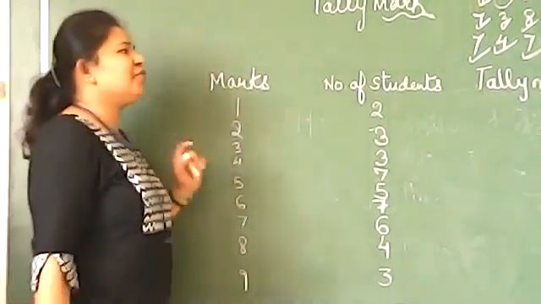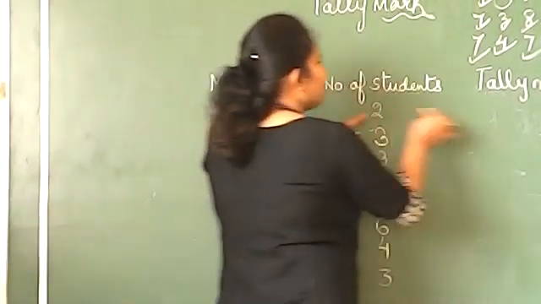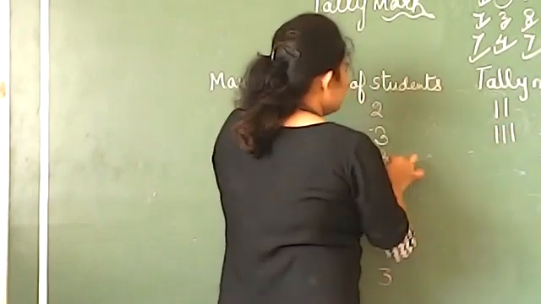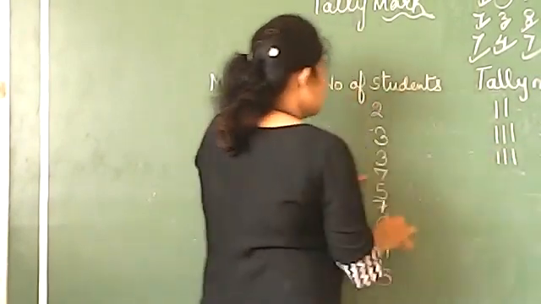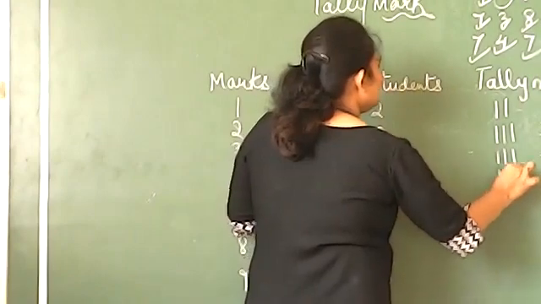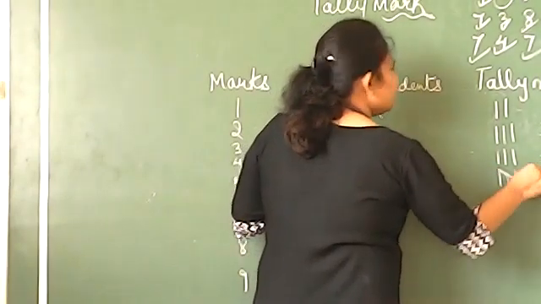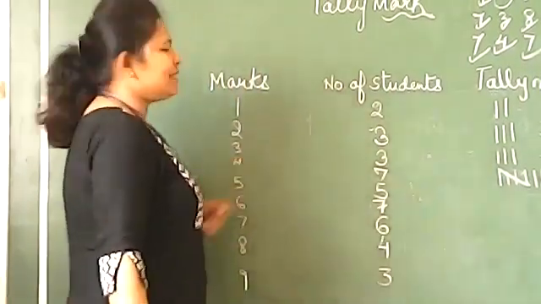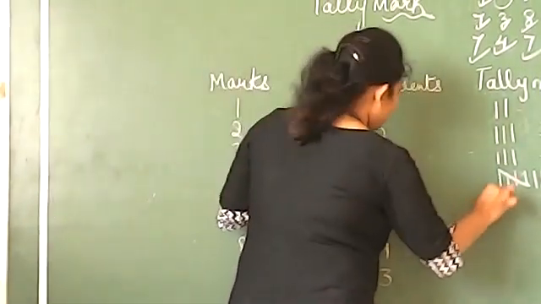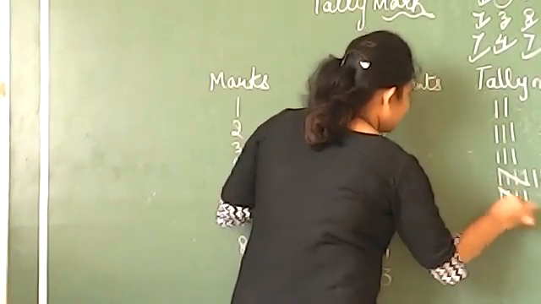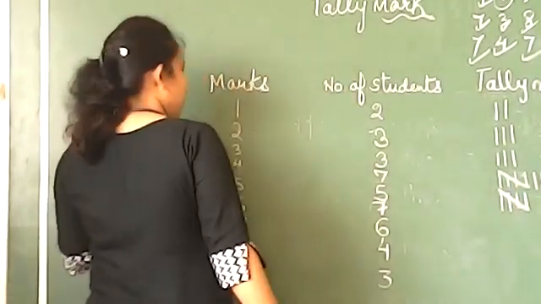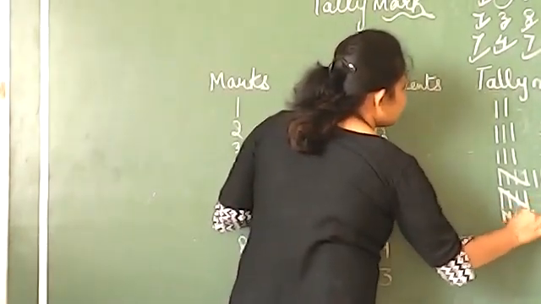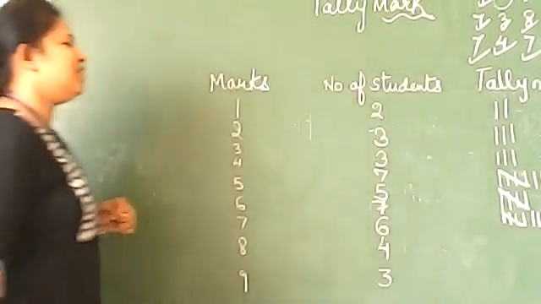So let's understand in the form of tally marks. This is 2. So 1, 2. This is 3. 1, 2, 3. This is again 3. 1, 2, 3. 7: 1, 2, 3, 4, 5, 1, 2. 7 हो गया? Because 5 plus 2, you will get 7. Now we have 5: 1, 2, 3, 4, and this is 5 again. Now we have 7: 1, 2, 3, 4, 5, 6, 7. We have total 7 now.